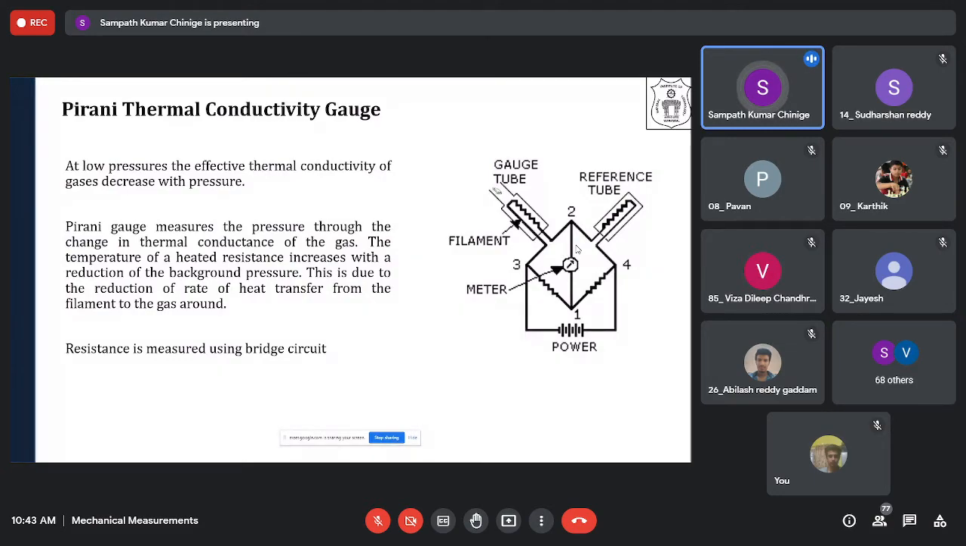Now we are evacuating. We are taking out the gas from this tube by means of a pump, creating a vacuum in it. Now the effect within this gauge is only due to the low pressure, not temperature, because earlier we have taken the temperature into consideration. So whatever is happening is due to the pressure only, not because of the temperature. So that is the use of a reference tube.